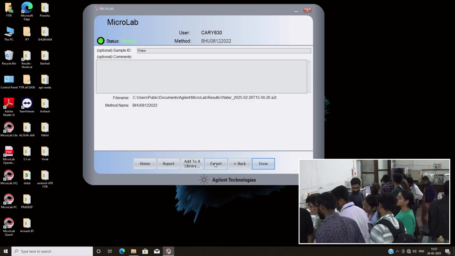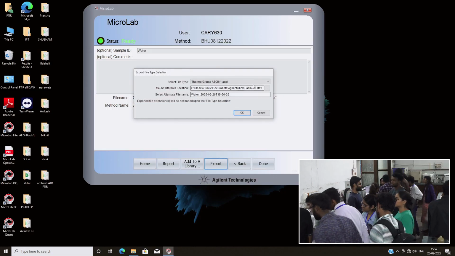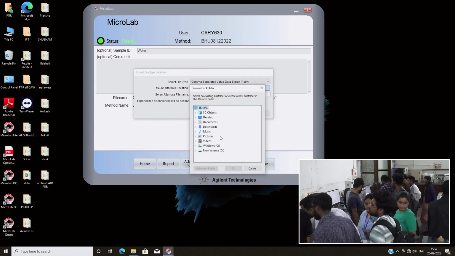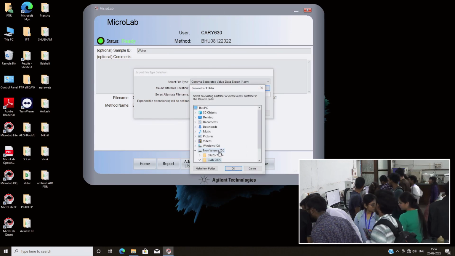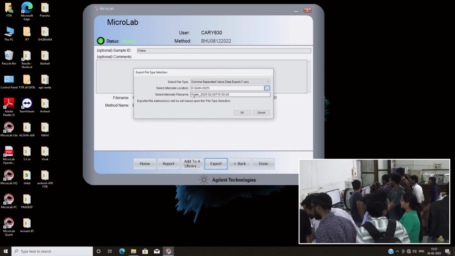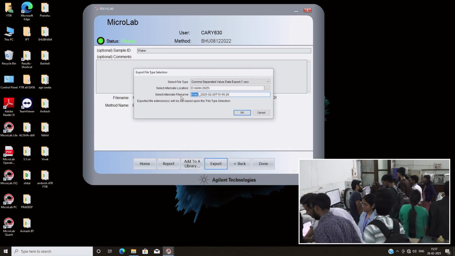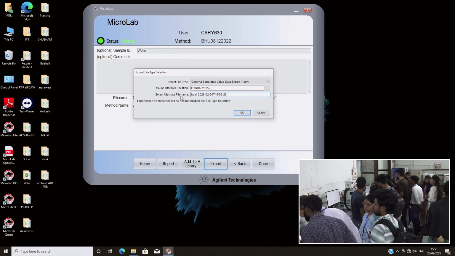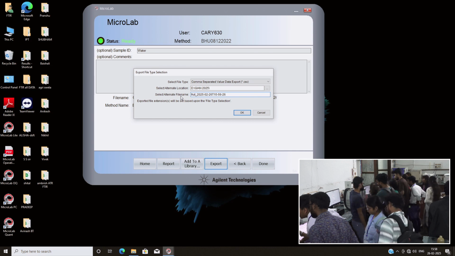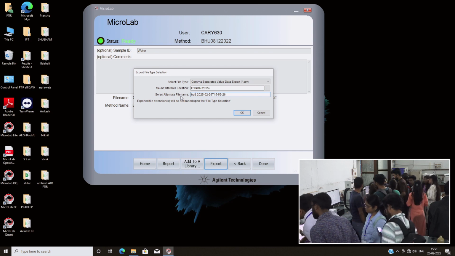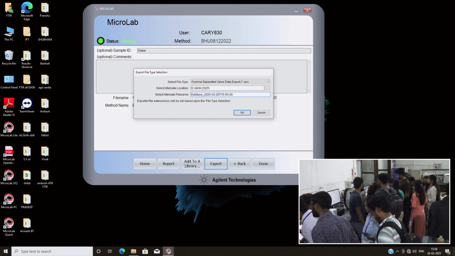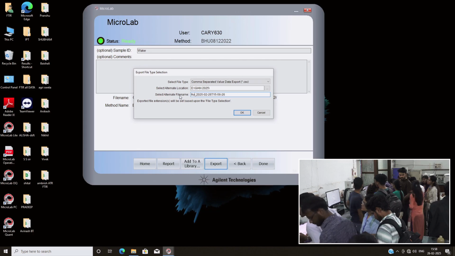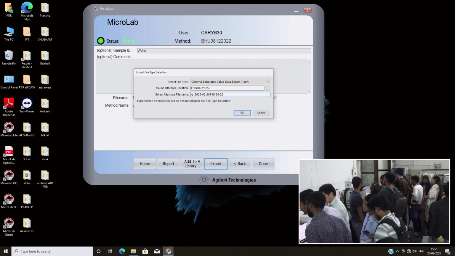So export CSV, and the name is 1 molar glucose. Fructose. Yeah, glucose. This is glucose.